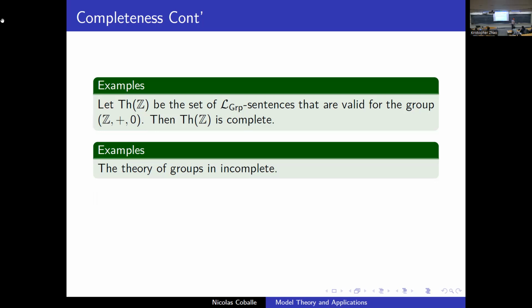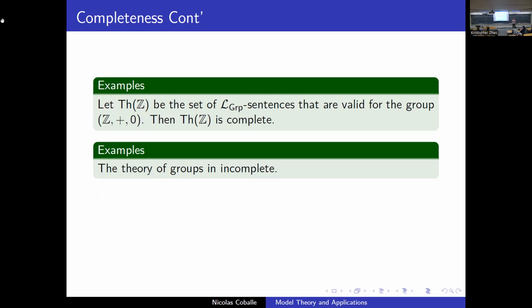So if the theory of groups were complete, then this would be valid in every group, right? But this is not true, obviously. And its negation is not true. Phi1 and the negation of phi1 are obviously not entailed by the theory of groups, because we have groups that have one element and we have groups that don't have one element. Pretty trivial, right?